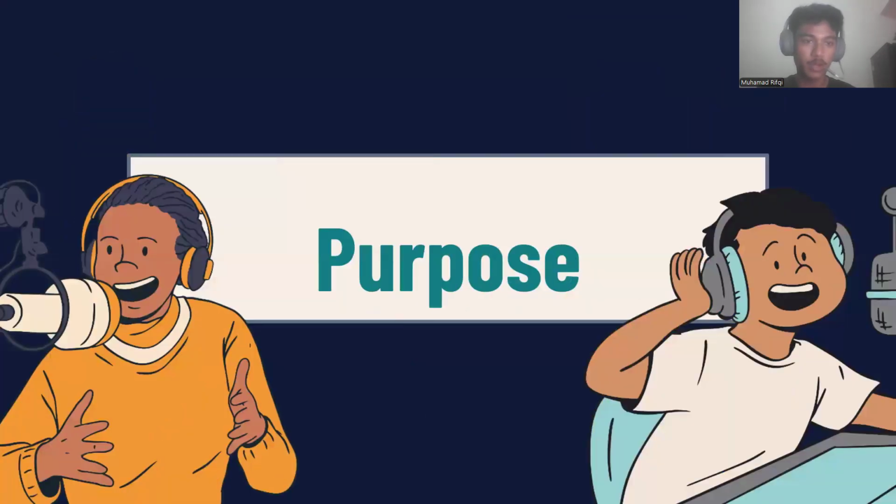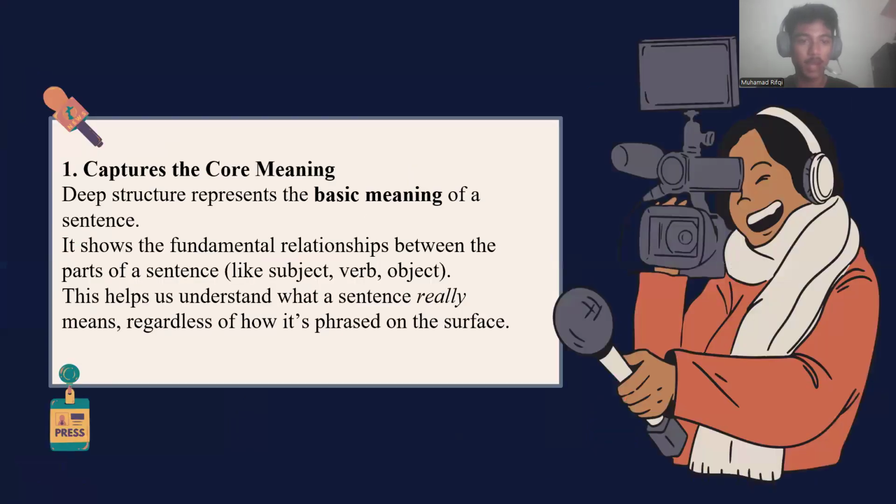The next is purpose. Number 1, captures the core meaning. The deep structure represents the basic meaning of a sentence. It shows the fundamental relationships between the parts of the sentence, like subject, verb, and object. This helps us understand what a sentence really means, regardless of how it's phrased on the surface.